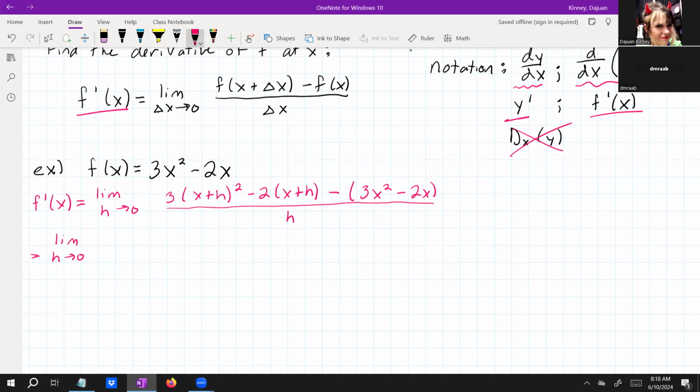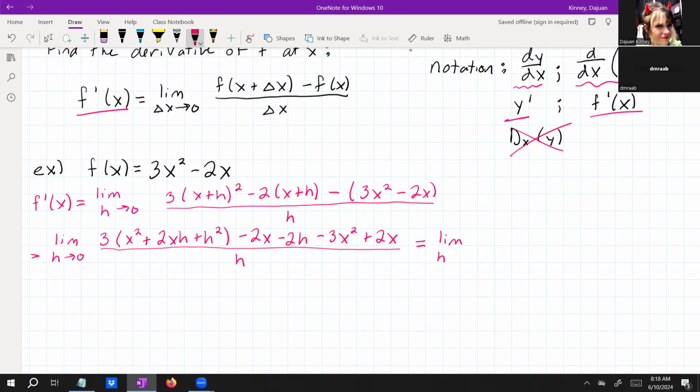Okay, I'm going to FOIL this in my head. We get x squared plus 2xh plus h squared. Distribute minus 2x minus 2h. Distribute again. Minus 3x squared plus 2x all over h. And again, if you don't see where some of this is coming from, pause and work out the details. I'm assuming most of us can either follow it or pause and figure it out. So I can work on that.